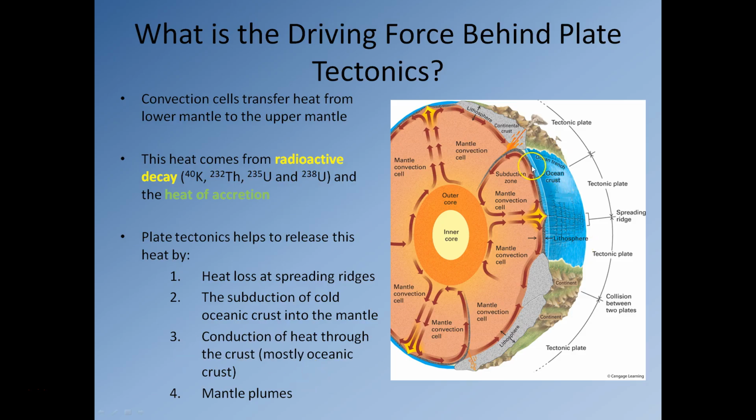Conduction of heat through the crust is most efficient through the oceanic crust, simply because it's thinner. And then finally we have mantle plumes. That's when you get big balls of magma forming at the core mantle boundary. So very, very hot balls of magma.